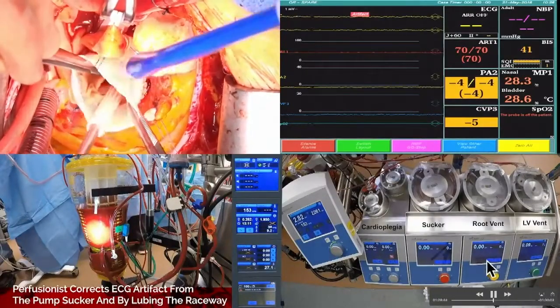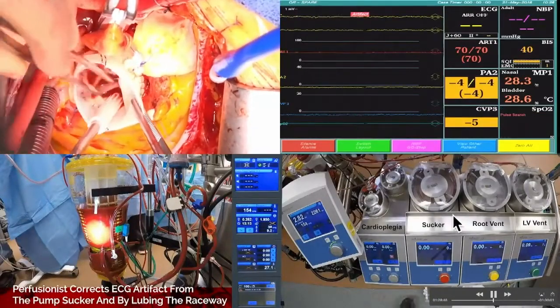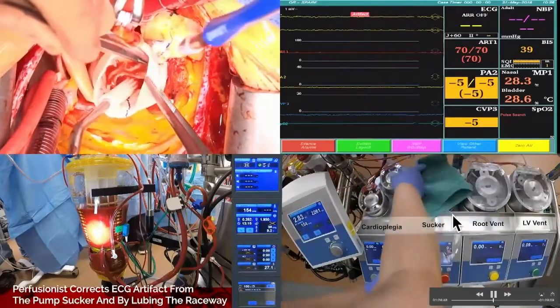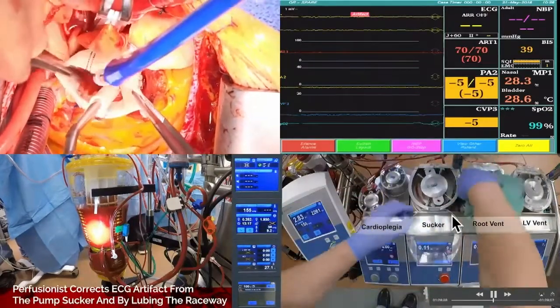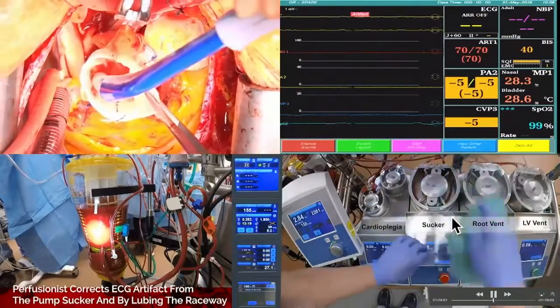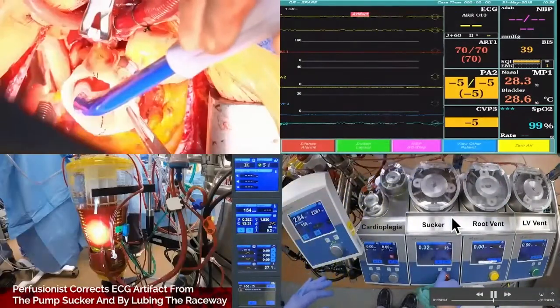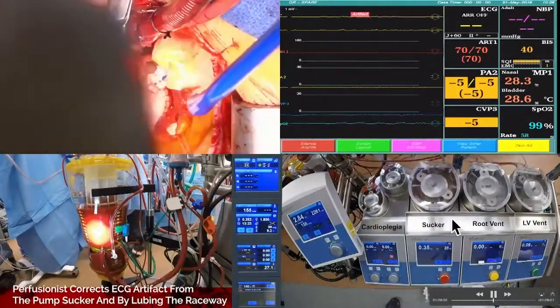Yeah, go ahead and let it run, because of the lube and all that. He turned it off. Now he's taking the lube out. Okay, Mike, you lubed the tube, and that was too much lube. But now it's perfect.